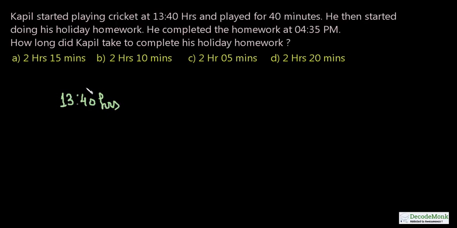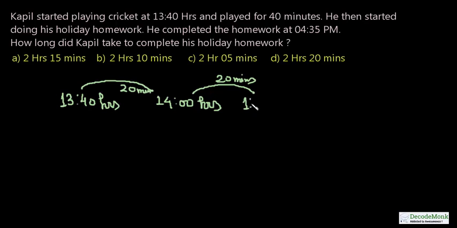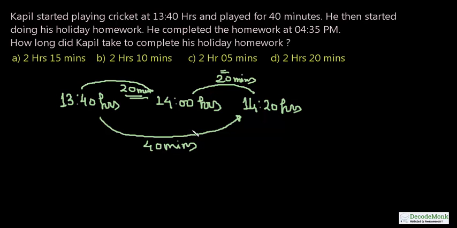So if he played for 40 minutes, at what time did he complete his play? From 13:40 plus 20 minutes will give you 14:00 hours, and further 20 minutes from there is 14:20 hours. So 20 plus 20 is 40 minutes. So from 13:40 to 14:20 it's 40 minutes. So Kapil completed playing cricket at 14:20 hours, and then it is said he started doing his holiday homework.